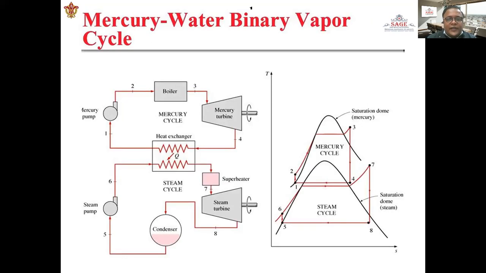This is the arrangement of the mercury-water binary vapor cycle, in which the first cycle is called the mercury vapor cycle, and the second is called the steam turbine cycle. So there are two types of cycle. The mercury vapor, after expanding in the turbine, passes through the heat exchanger, where heat exchange takes place between the steam and the mercury vapor.